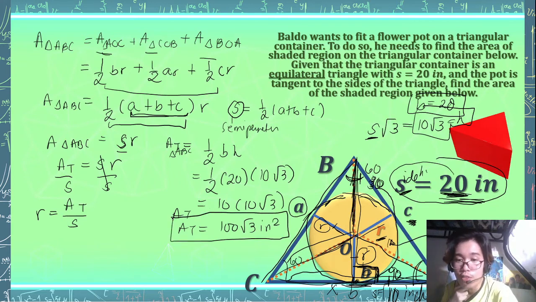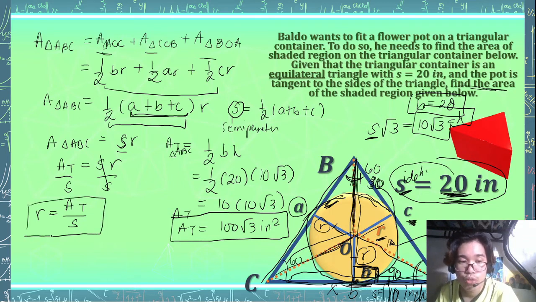But what we want to find is the radius first. We want to find the radius first of this circle, the golden circle. And then after finding the radius, we need to solve for the area of the circle, the golden circle that we have here, so that we can fit the flower pot in Baldo's triangular container. So this is going to give us, since r is equal to A sub t all over s, A sub t all over s.